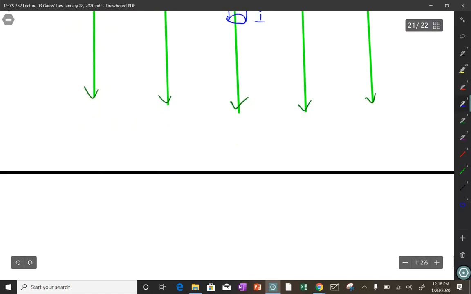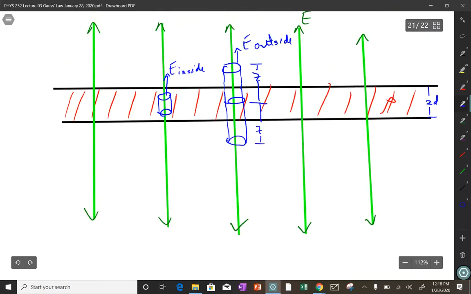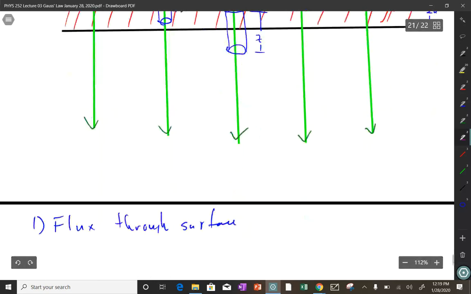So one, flux through surface. Well, based on our symmetry, how much flux do I have on the side? The electric field is vertical. What direction is the dA on the side? dA is like that. The electric field is perpendicular to that, so the flux is zero. Oh yeah, it is zero.